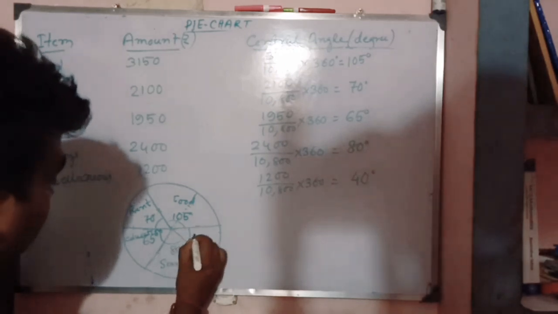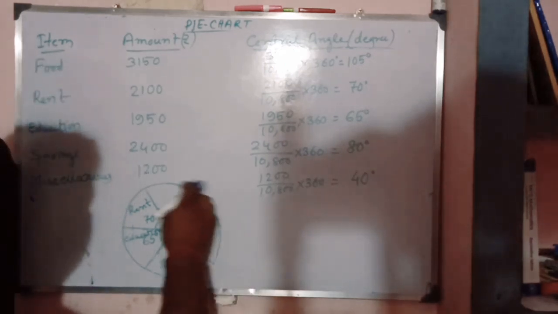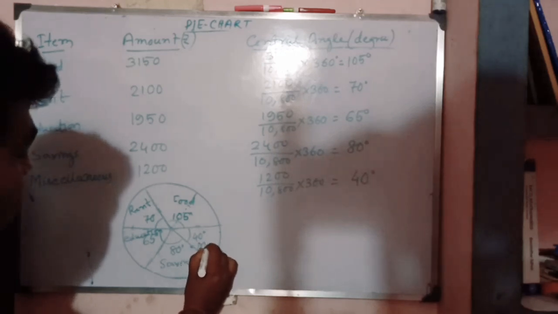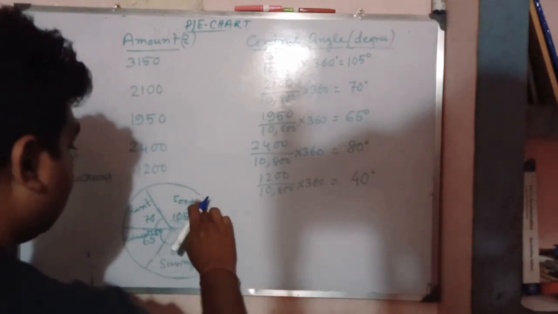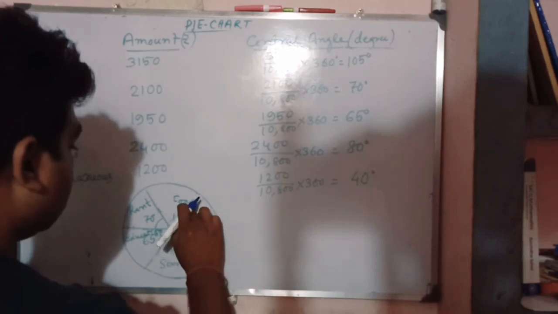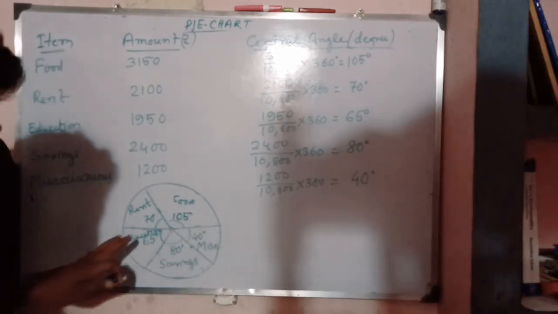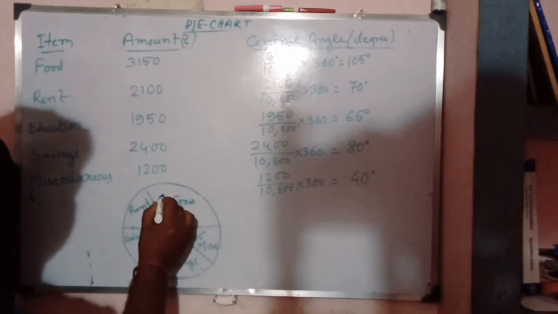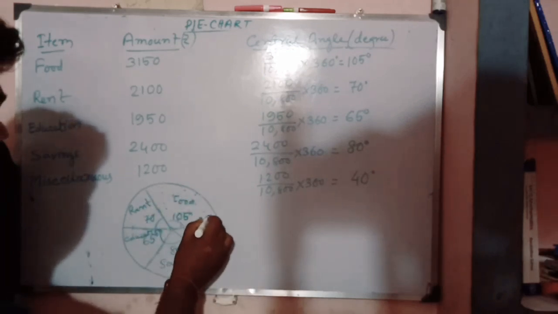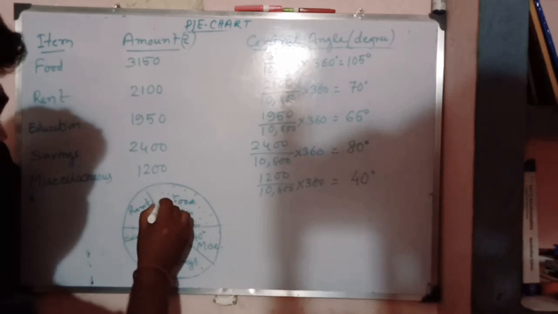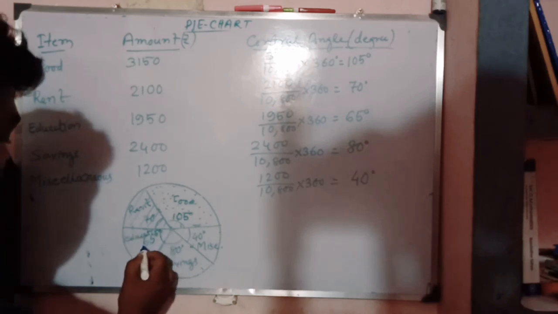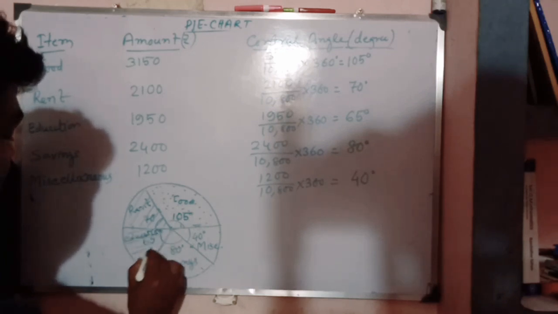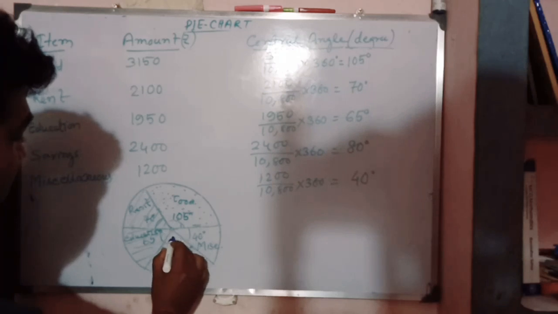So the rest of the part is obviously 40 degree, and that is for miscellaneous. Understood? So this is the process of drawing a pie chart, and we can also eliminate this virtual line. You can shade it. That is for food. You can set this sector over here like that. Next, for rent, you can set it up like this. For education, you can set it up like this. For savings, you can set it up like this.